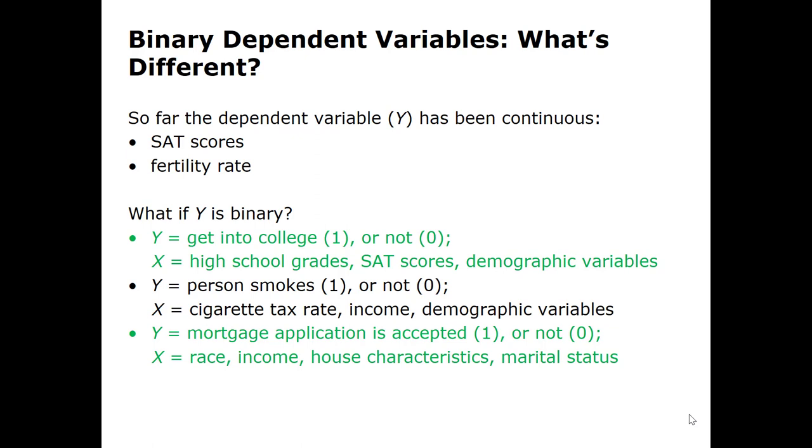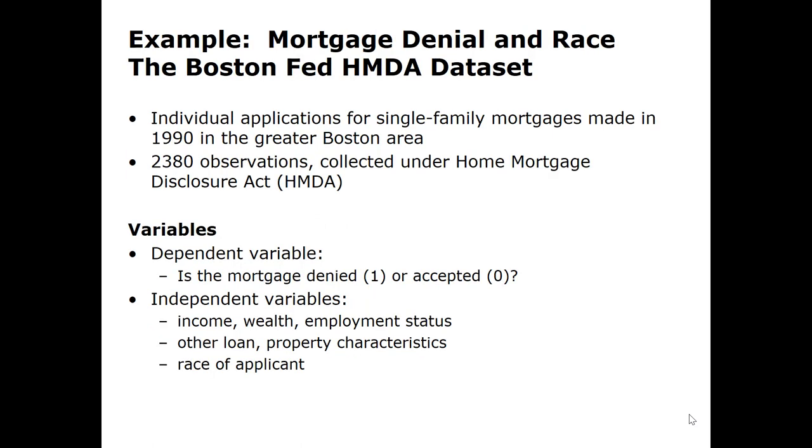Now, in these models, y will be only a binary or dichotomous variable that takes two values. But x can be any variable, continuous or binary or other types. There are two more examples below this first bullet point. You can have a look at that, please. But I hope you got the point of what we're looking at now. I will explain this topic using actual data collected in 1990 in the Greater Boston area. This data contains 2,380 observations.